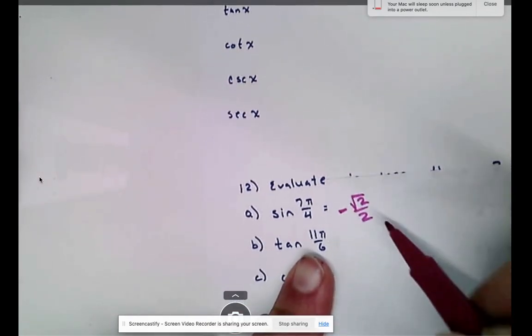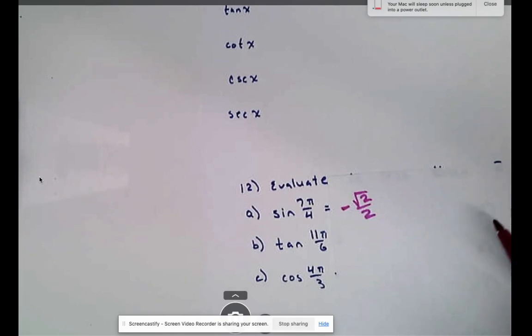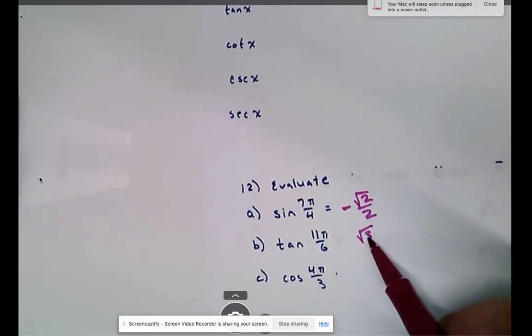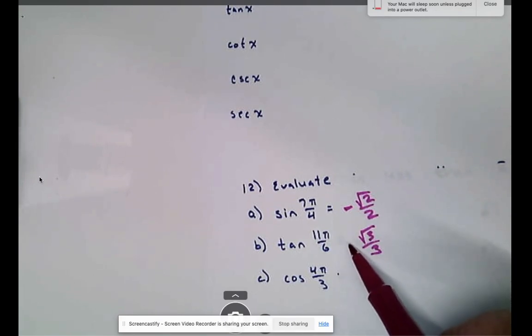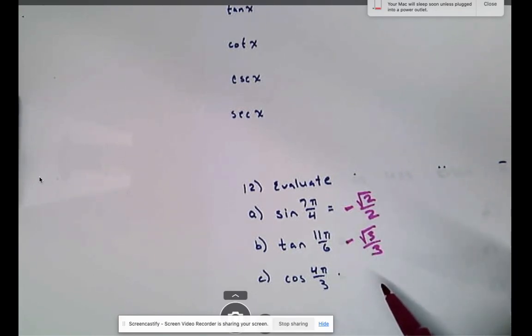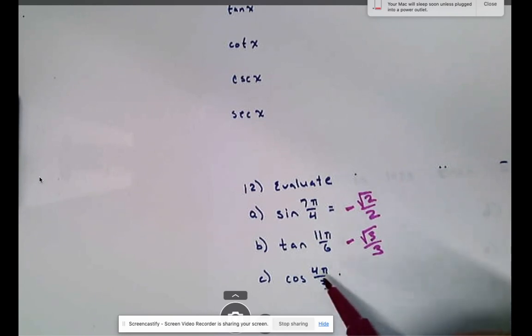Tangent of 11 pi over 6. Well, every tangent of something over 6 is root 3 over 3. We're in quadrant 4. Only cosine and secant are positive there, so that is a negative.